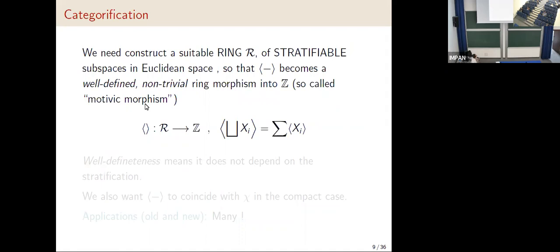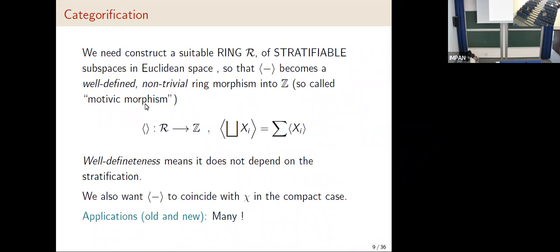All right, so we need to construct a suitable ring of stratifiable subspaces of Euclidean space, so that this becomes a well-defined non-trivial ring morphism. Well-defined means that it doesn't depend on the stratification. That's exactly what it means. And we want it to coincide with the Euler characteristic on compact sets. So this will be done, and that is the application that we need.